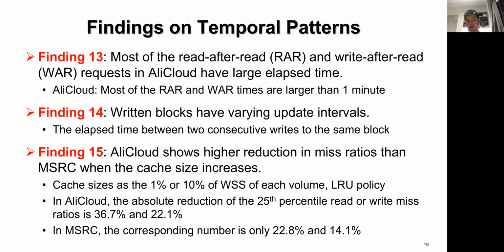Finding 15 shows the relationship of the cache miss ratios in two traces. We use 1% or 10% of the working set size of each volume to simulate the cache behavior and use the LRU policy to evict the blocks. We investigate the absolute reduction in miss ratios of the two traces and find that Ali Cloud has a higher absolute reduction.